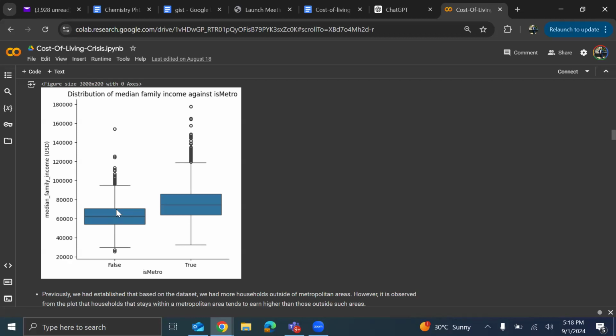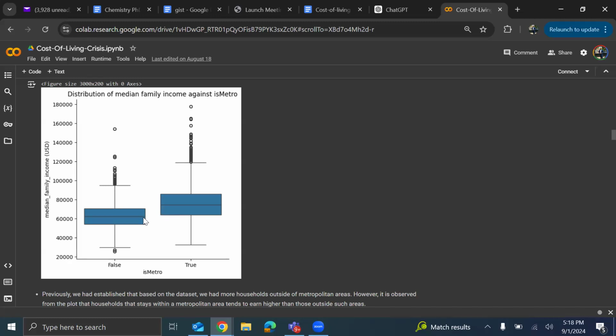You need to understand that this lowest tick here is called the minimum. This one is the 25th percentile. This one in the middle is called the median, the 50th percentile. Then the 75th, and the last one is the max. On average, 50% of the people here don't even reach the 25th percentile.